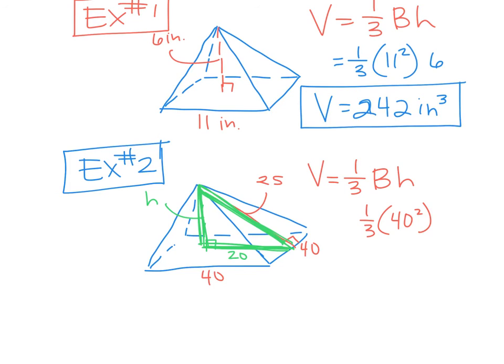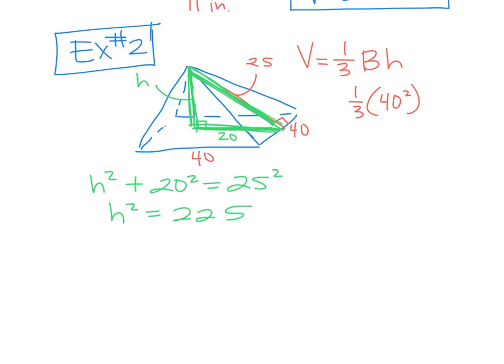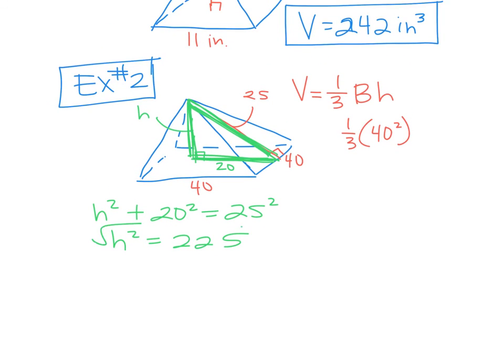Which one's the standalone number? 25. The 25, okay? So you're doing H squared plus 20 squared equals 25 squared, which is just a version of 3, 4, 5. If you multiply all of them by 5, you would get 15, 20, 25. But if you don't know that, simplify it. So H squared equals 625 minus 400 is 225, and then square root, and you get 15. So your height is 15.